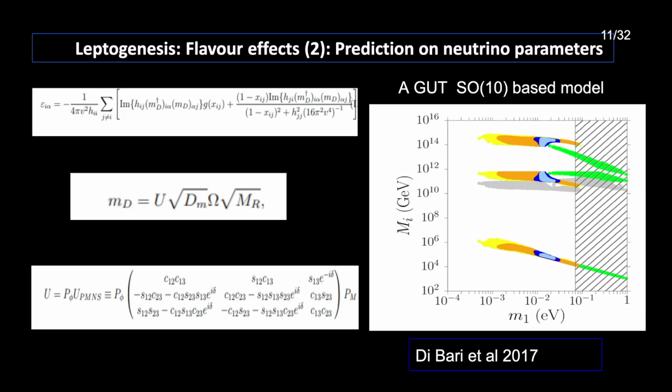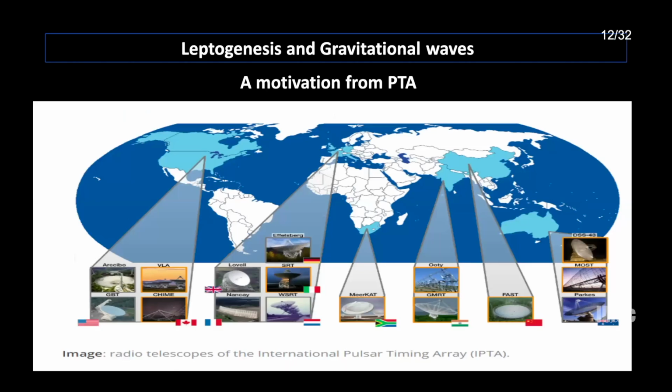I'm just giving one example, but this is how so far people were trying to probe leptogenesis scenarios with flavor effect, with imposing more symmetries, including these models in GUT-based scenarios where you can constrain your mass matrices, and to compare with neutrino oscillation data, or give some predictions of the neutrino oscillation data from leptogenesis. So now there is a paradigm shift. Lots of people who are working on leptogenesis are trying to connect leptogenesis to gravitational waves. Let me give you a motivation from the pulsar timing arrays.